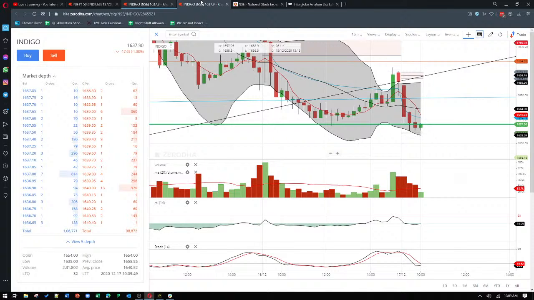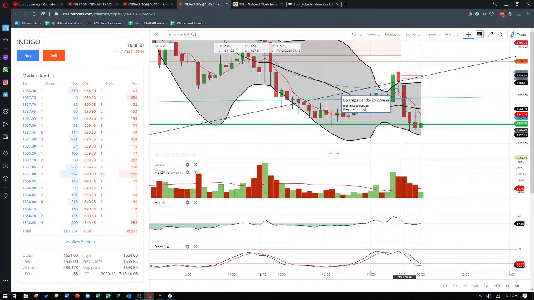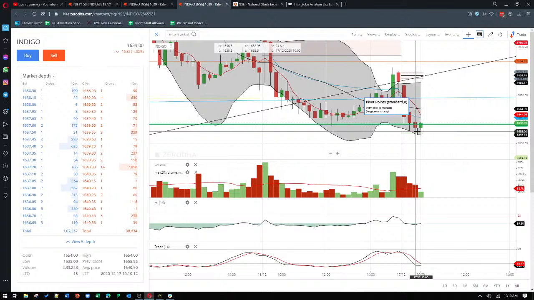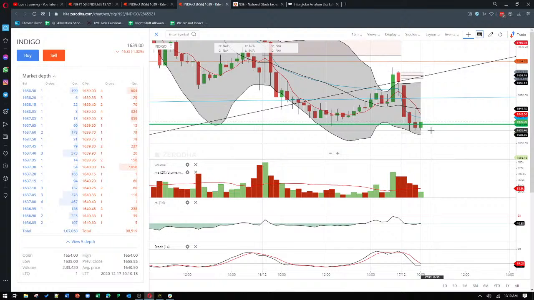Actually, the current candle is below the previous day low, but let us see the reaction. See the last two candles' action here. It is very identical, where it dropped and where it is trying to reverse from here.